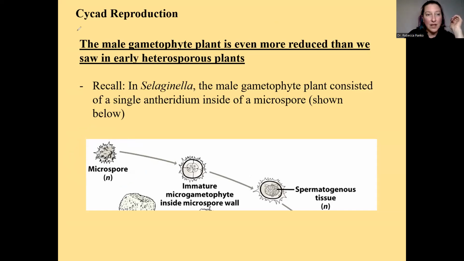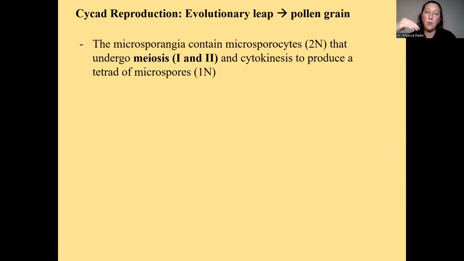But now that we're in the seed plants, in particular cycads, the male gametophyte plant is going to be even more reduced. And this is where we kind of left off last time. That's why I was going a little fast through that. We're going to have this new evolutionary leap, a big new evolutionary leap, the pollen grain.